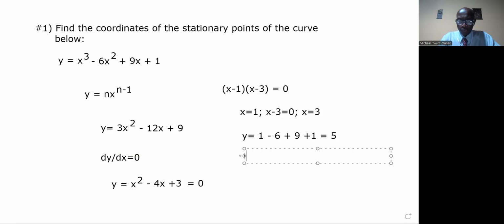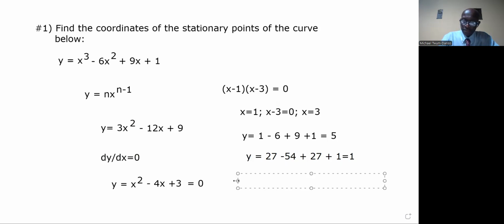So for the point x equals 3, we're going to get y equals 3 cubed. That's going to give us 27 minus 6 times 9, 3 squared. 6 times 9 is 54. Plus 9 times 3 is 27 again. Plus 1. So when you add 27 plus 27 gives us 54. When you subtract that from 54, you get 0 plus 1 leaves us 1. So these are the stationary points.